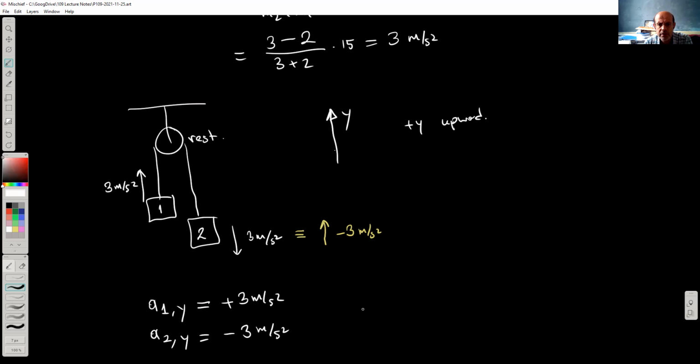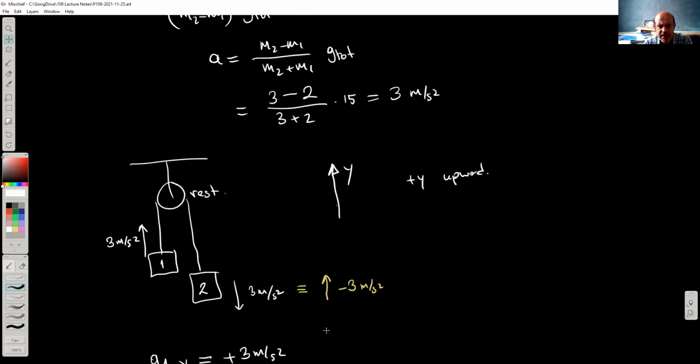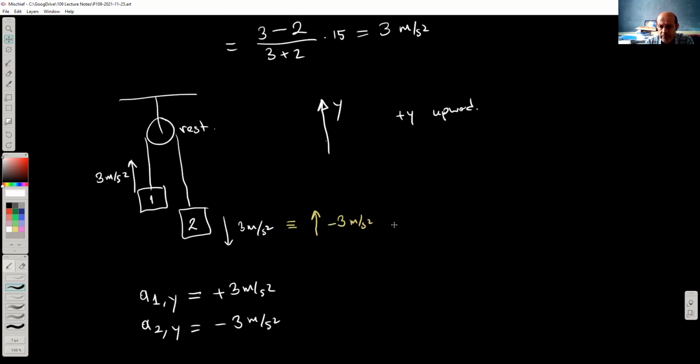Just a moment. Why did you say 5? Did I make a mistake in here? 3 minus 2. So that part is 1/5. Yeah, no, the acceleration is 3. Okay.